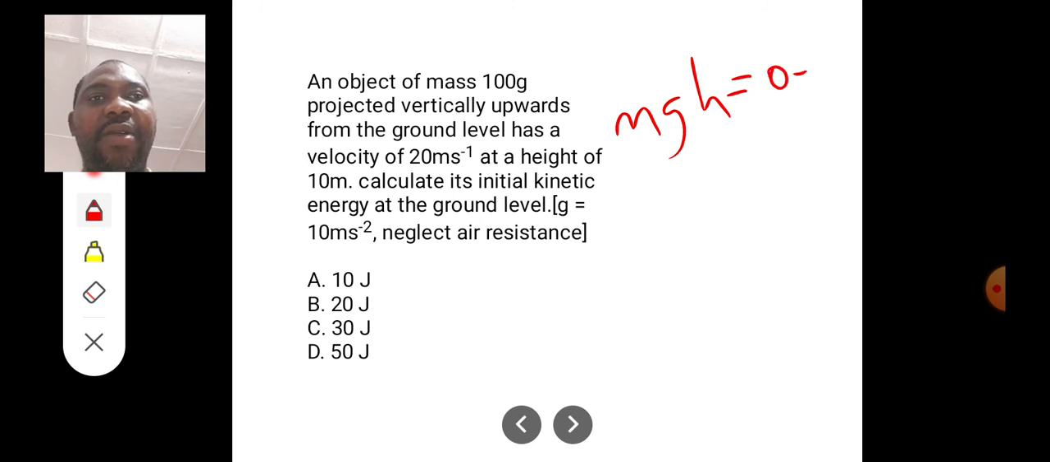That means 0.1 kilogram. Multiply by 10. Then multiply by the height. The height is 10 also. So here is going to give us 10 joules. So potential energy is 10 joules.